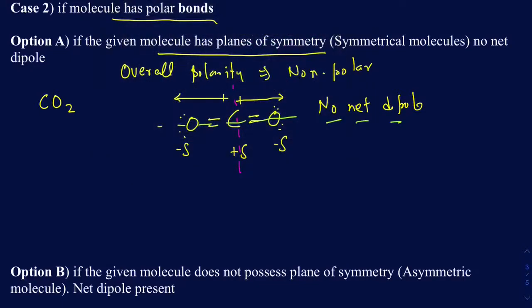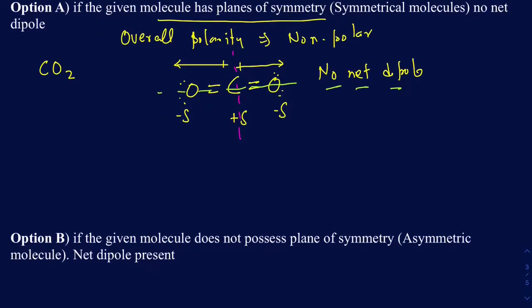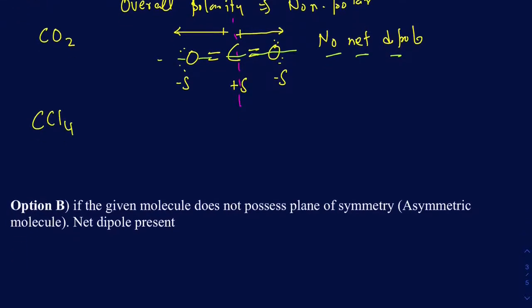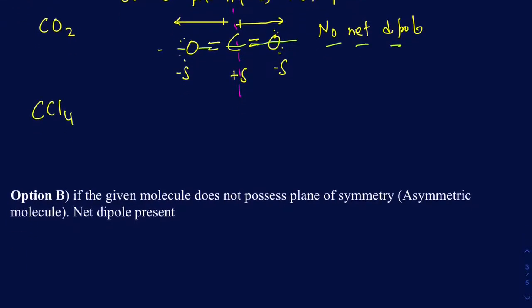Let me take another example. What if I have CCl4? So pause the session here and go ahead and draw the Lewis structure of CCl4, and this is how it's going to look.